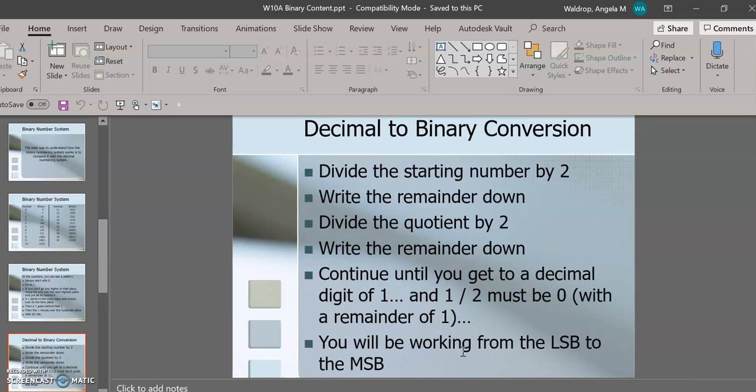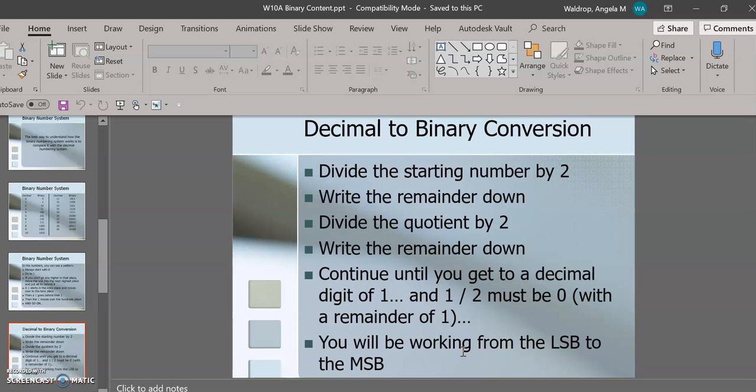Okay, now to actually do the decimal to binary conversion, we just need to start to divide the number by 2, okay, and then we write the remainder down next to it. We divide the quotient by 2, write the remainder down, and we continue until we get to a decimal digit of 1, and 1 divided by 2 must be 0 with a remainder of 1. You're going to be working from the least significant bit to the most significant bit.